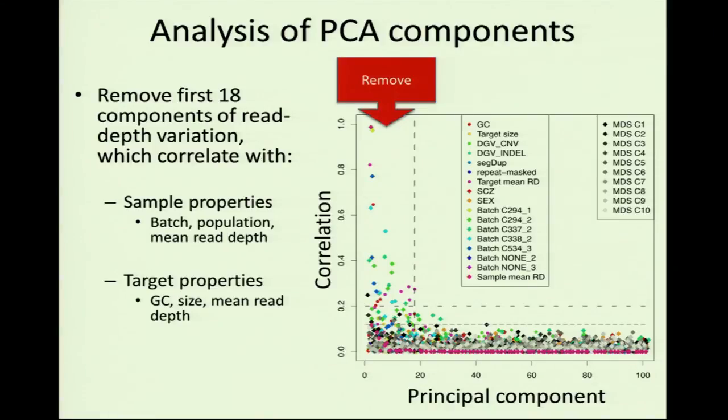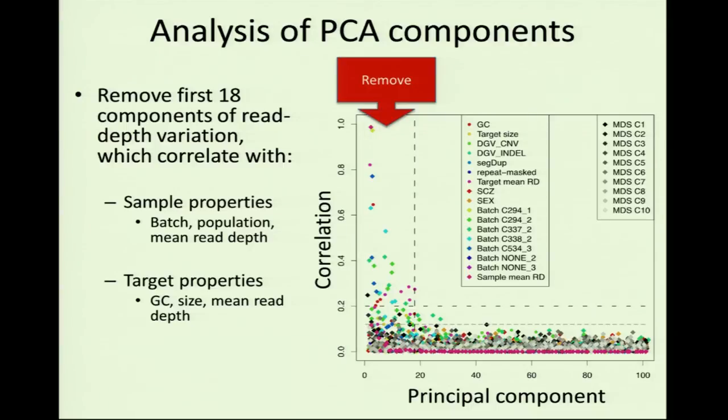What are the batches? There were 1,000 samples in this that were sequenced at different times in different sequencing batches. Does that correlate? The mean read depth for the sample, the mean read depth for the target. The thing all the way on the right is population components. Basically, we threw a lot of different things in here to try to get a feel for what the principal components that are the strongest variance in the read depth actually correlate with.